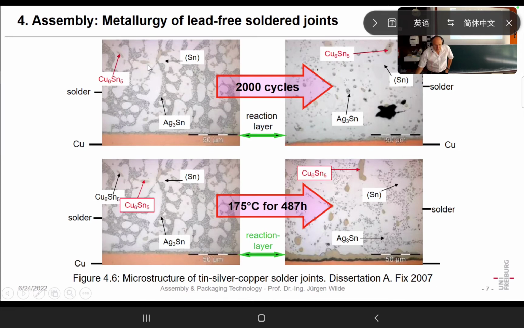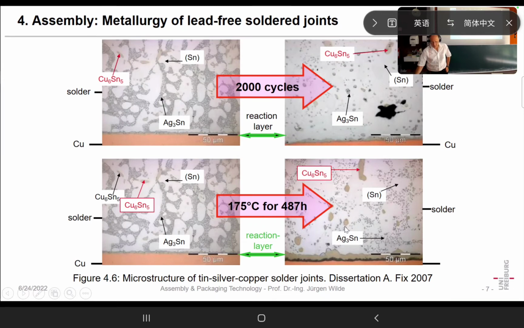What we can also see here, these longer structures, that is copper tin intermetallics, and that's a new solder material. Now, when we operate it for 2000 cycles or for many hours at high temperature, we can see the structure completely changes.